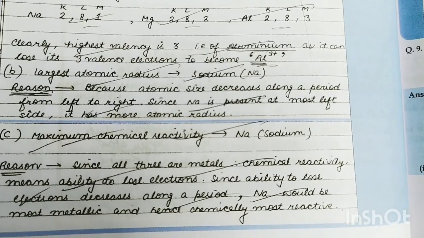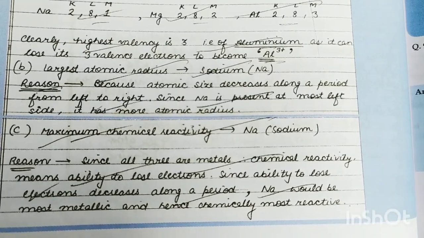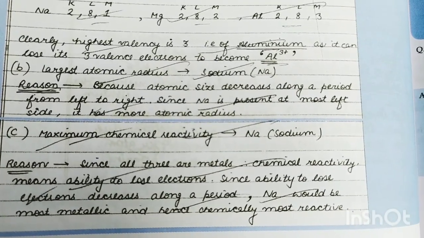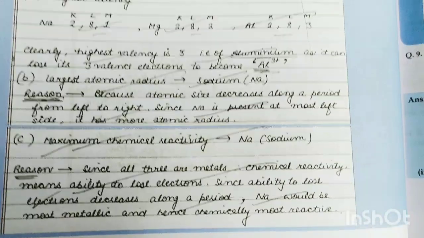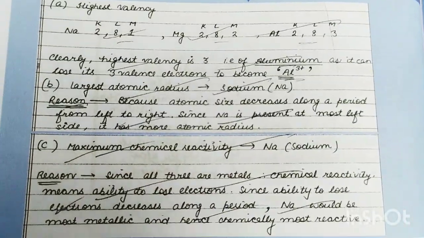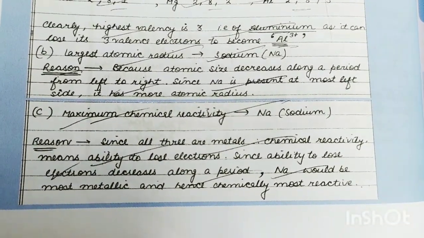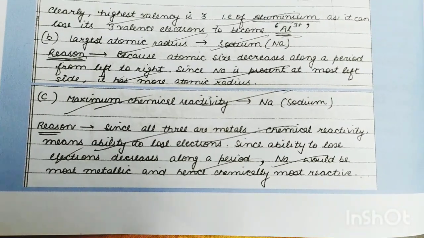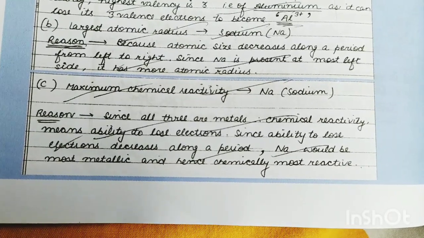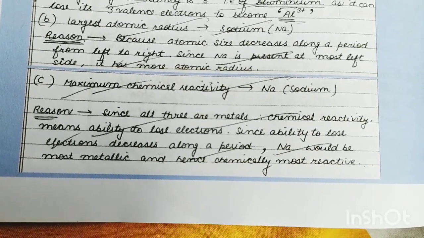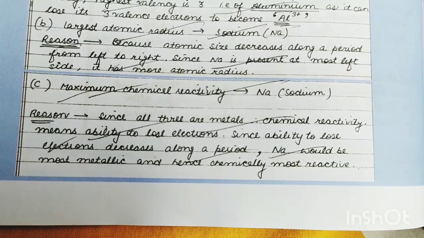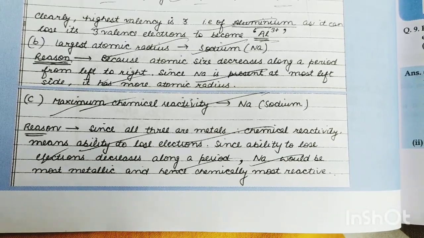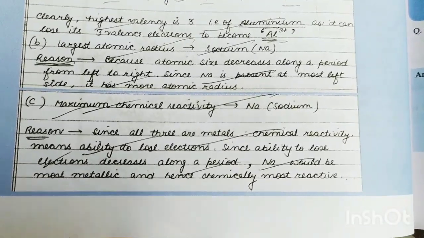The reason is that atomic size decreases along a period from left to right. Since sodium is present at the most left side, it has more atomic radius. And talking about the third question, maximum chemical reactivity, sodium has the maximum chemical reactivity, but why? We need to state the reason like that. Since all three are metals, chemical reactivity means ability to lose electrons. Since the ability to lose electrons decreases along a period, Na would be the most metallic and hence chemically it would be the most reactive.